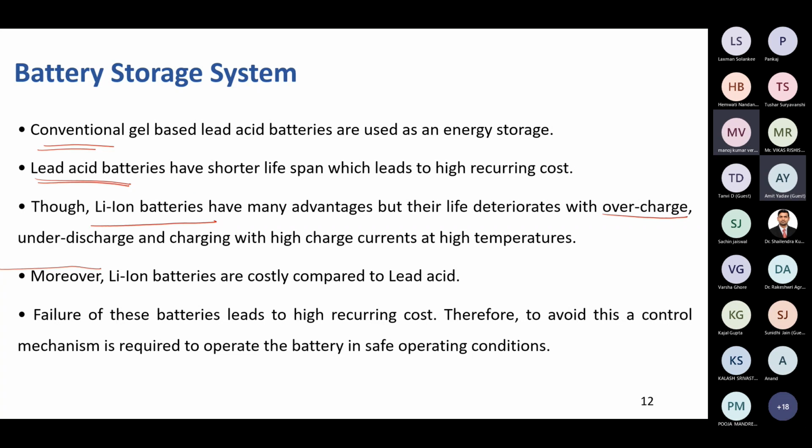When you buy a vehicle, there will be a separate cost for buying the batteries with the EVs. So lithium-ion batteries are costly compared to lead acid, and failure of these batteries will lead to a high recurring cost. To avoid this, a control mechanism is required to operate within the safe operating conditions. I have to know the safe operating condition, how it should be operated, and I have to have control of overcharging and over-discharging.